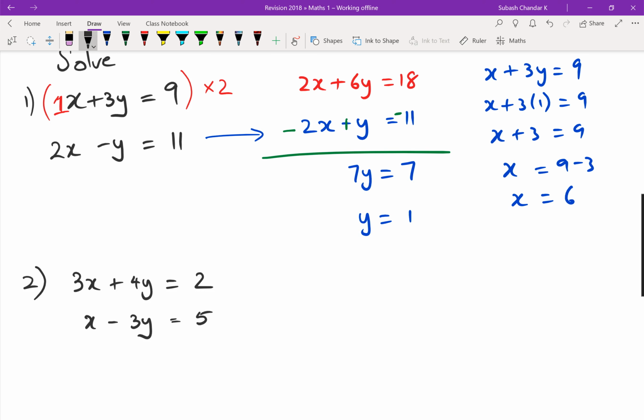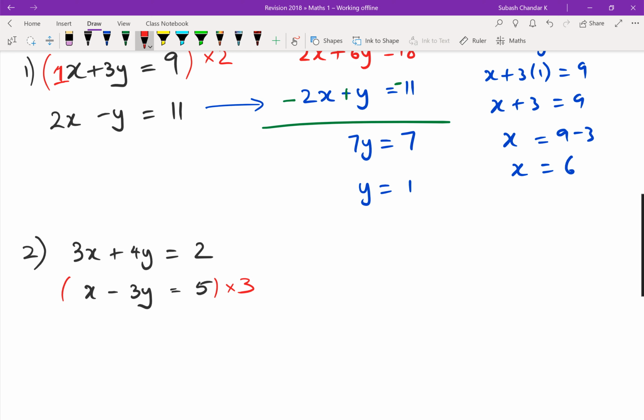There we go. Then you must multiply this equation by 3. What we have is, we've got 3x minus 9y equals 15. It doesn't matter which way you write it as well. Okay, so I'm going to put 3x plus 4y equals 2 on top. I want to subtract. So because I want to subtract, I'm going to change all the symbols to the opposite versions.